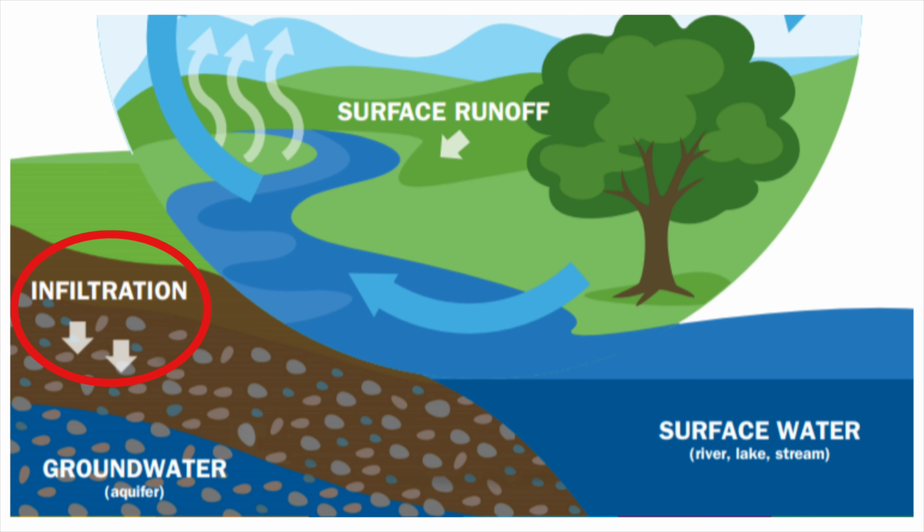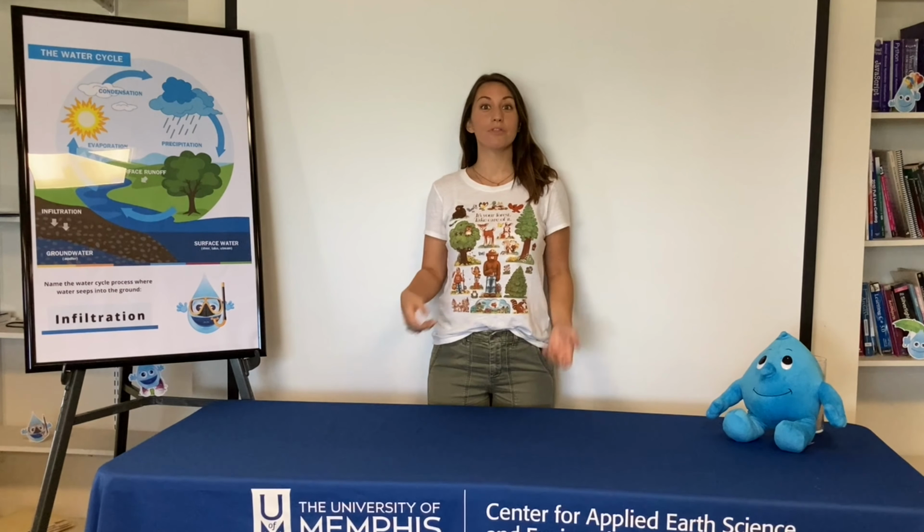But how does the water get into the ground? Infiltration. When water soaks down into the ground, it infiltrates through all the little spaces in between and eventually becomes groundwater. Did you get a chance to take notes along the way with all these new water cycle processes? I hope so. So now it's time to put your knowledge to the test.